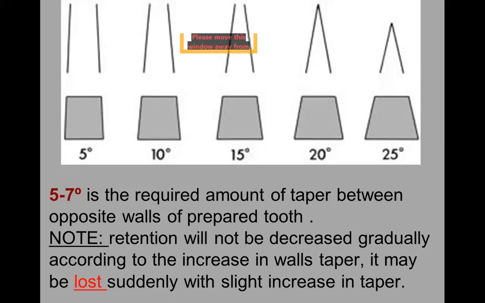What do we mean? When the convergence is slightly increased, there will be no gradual decrease of the retention. The retention may be lost suddenly when you slightly increase your taper. So you must be careful when you increase the taper of the preparation, otherwise your retention will be lost. For this reason, this is a very important factor in your preparation.